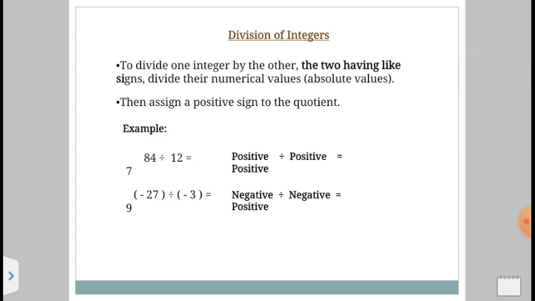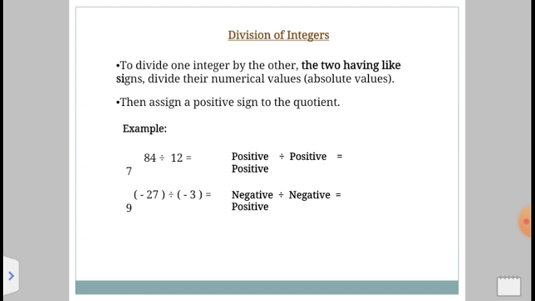Now let us move on to division of integers. To divide one integer by the other having like signs, first divide them in the normal way and then assign a positive sign to the quotient. Example, 84 divided by 12 gives 7. That means positive divided by positive is a positive integer.